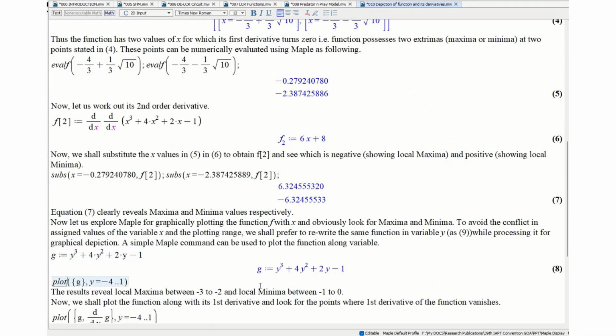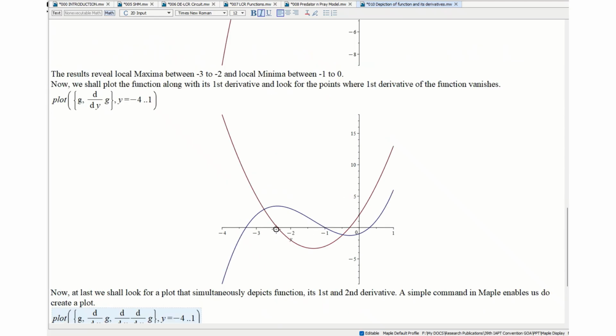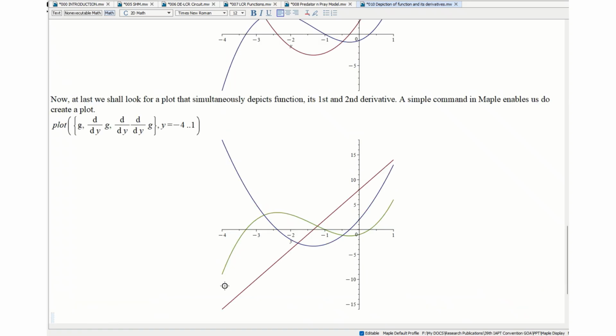Now the same function I have generated for g, and we can plot g. You can see the function has a maximum here and a minimum here. So the first order derivative of the function is 0 at the point where it has a maximum, and similarly at the point where it has a minimum. Then we can see the second order derivative, which has a negative value where the function has a maximum, and a positive value where the function has a minimum.